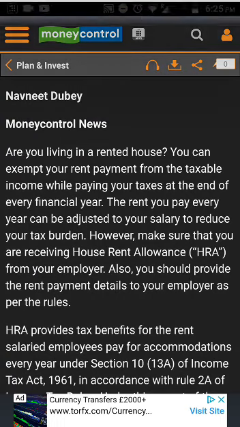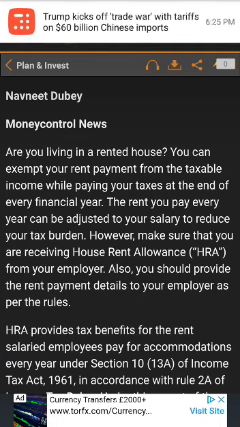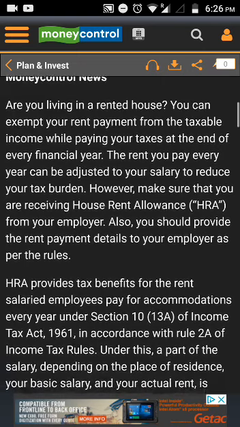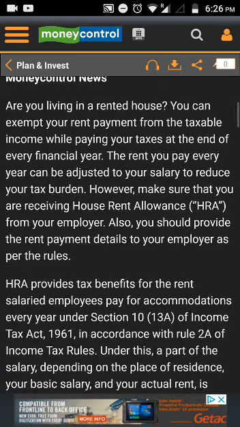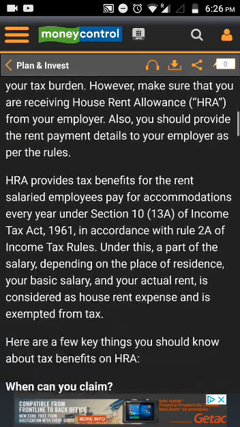So when can you claim? Simply when you're living in a rented house and paying rent every month to your landlord or landlady, you can get tax exemption for the amount. However, you also need to know that there are certain rules to calculate your tax-exempt HRA. This tax benefit is apart from your home loan, and the two have no direct bearing on each other. So please do remember that.